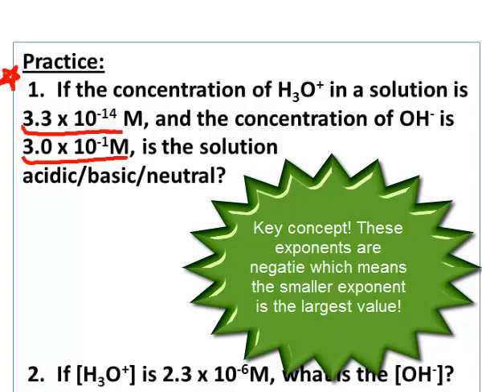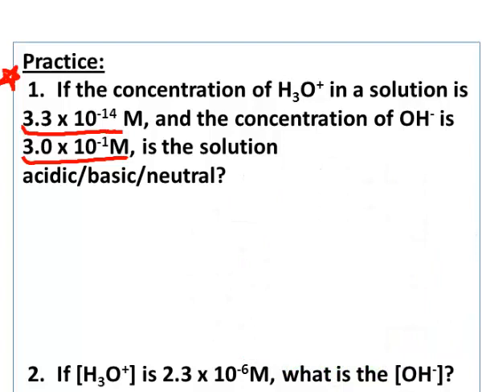Okay. So the smaller the exponent, the larger the number, right? Right, right. So based on that, then hydroxide is greater. So it should be basic. So even though there's a bunch of numbers there, I didn't really have to do any math. So just compare. Just compare. Okay. Cool. Awesome. Easy.